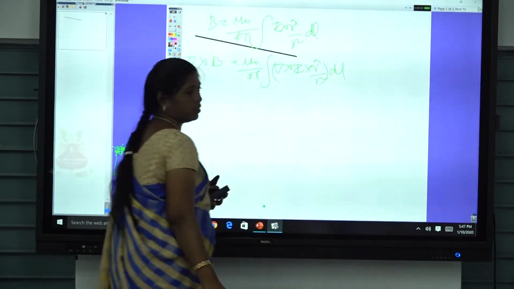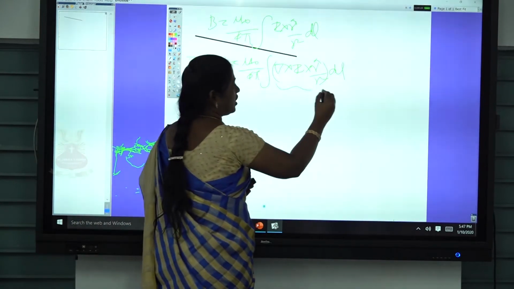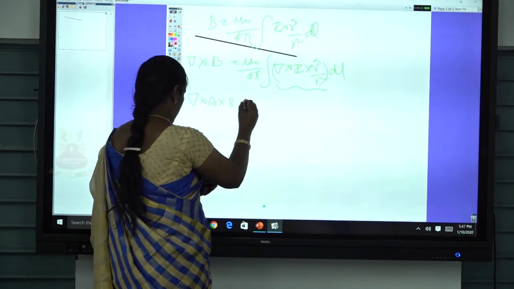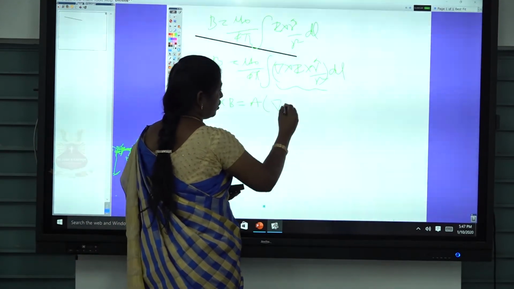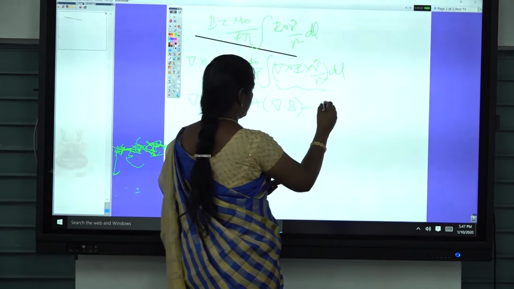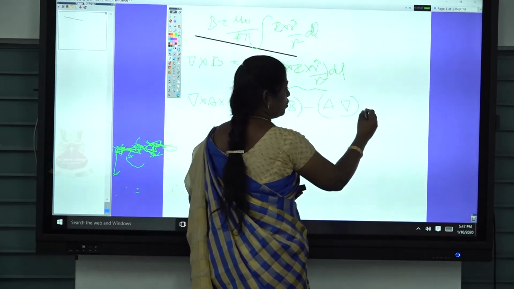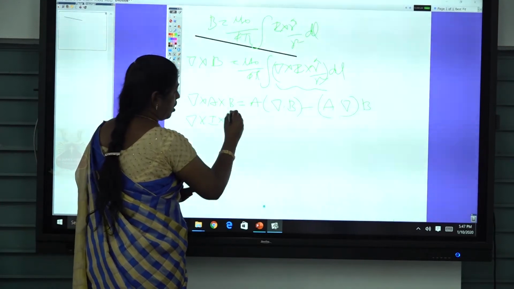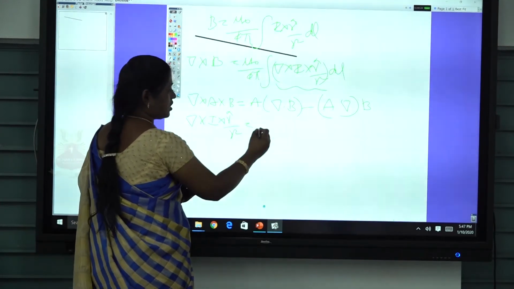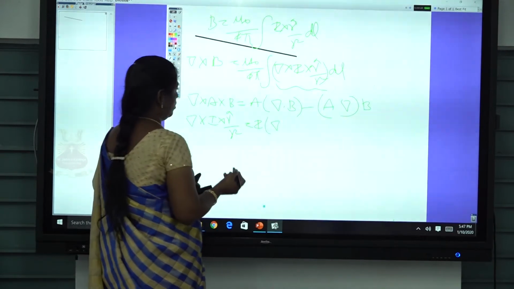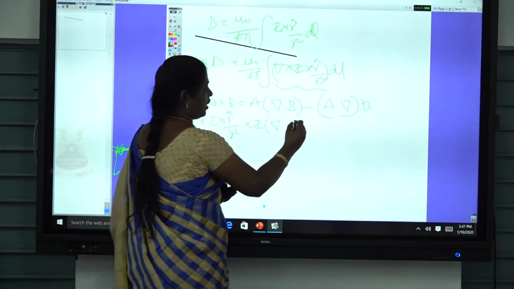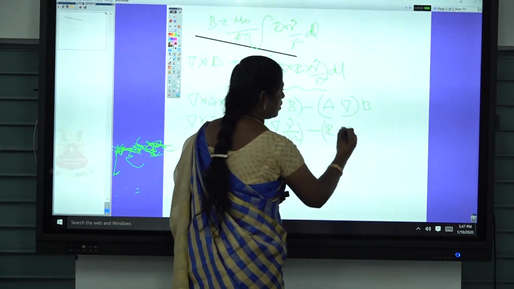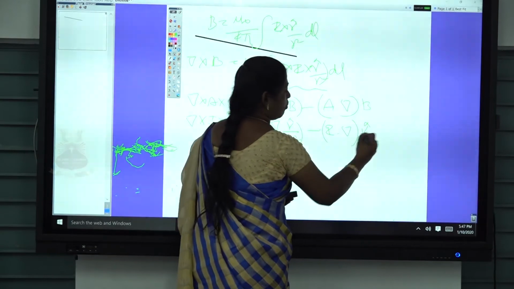Into dl. The above term is expanded using the vector identity. We know that del cross A cross B is equal to A into del dot B minus A dot del into B. Here, del dot I cross R cap by R square: A is I, del dot B is R cap by R square, minus A is I dot del B is R cap by R square.